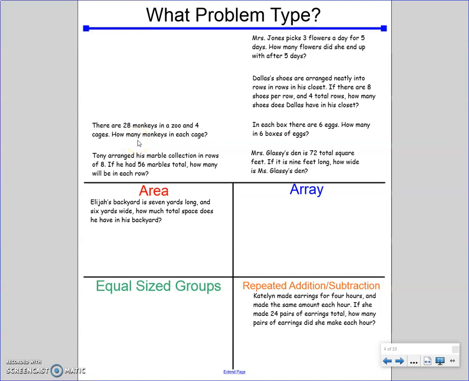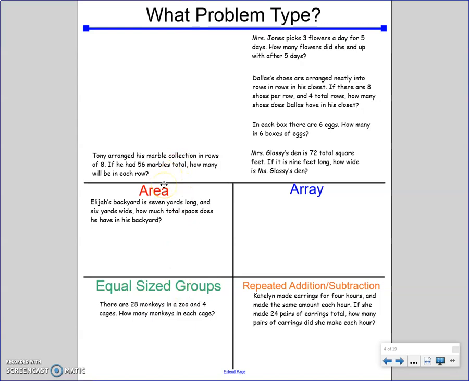There are 28 monkeys in the zoo and 4 cages. How many monkeys are in each cage? Of course, we're assuming there's the same number in each cage. Ooh, in this problem, there are physical items, monkeys, that are arranged into cages, which are a kind of container. This is clearly an equal-sized group story problem.